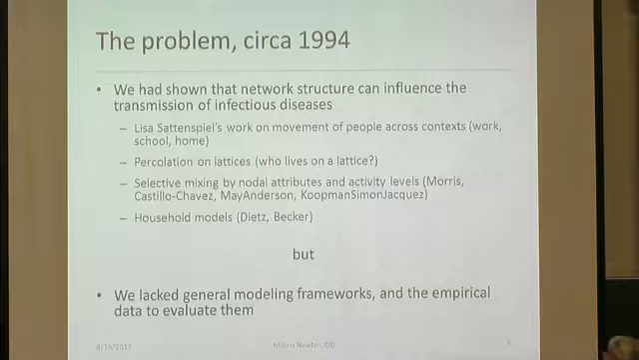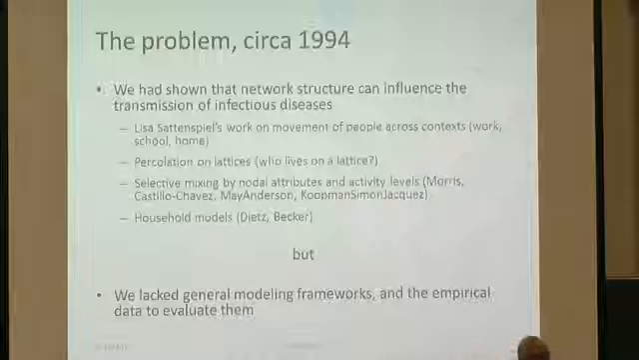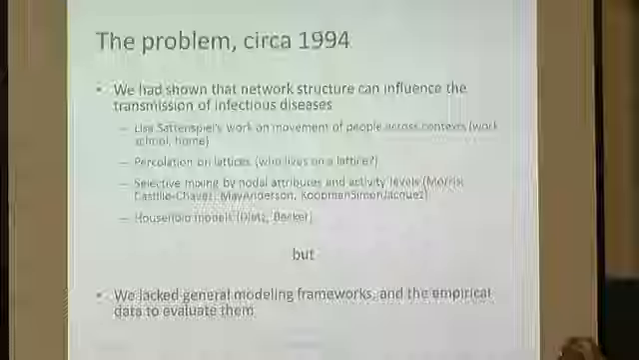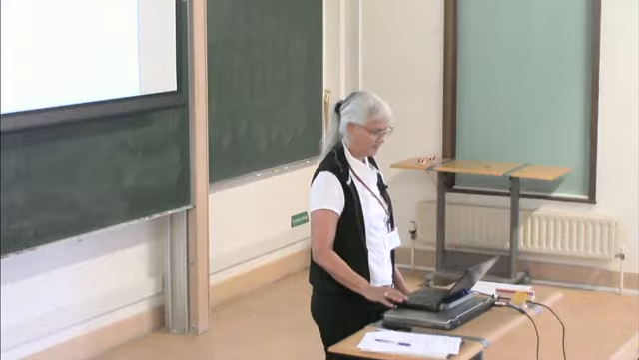There were selective mixing models, which were essentially focusing on various kinds of nodal attributes and activity levels. I was working in that area, as well as Carlos Castillo-Chavez, who's not here, Mayan Anderson, and Kupin Simon Jacquet. There was lots of work in that area that was going on. And the household models of Dietz and Becker that we've heard a little bit about from Thomas. But what we didn't really have was a general modeling framework and empirical data to evaluate it.